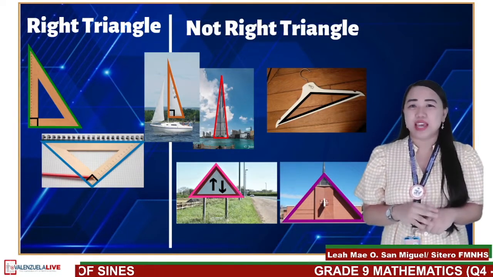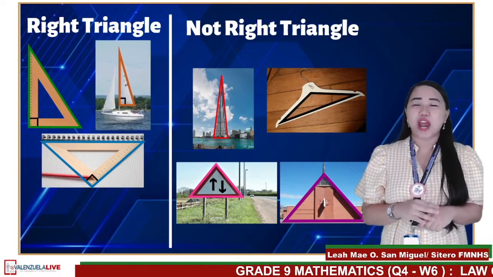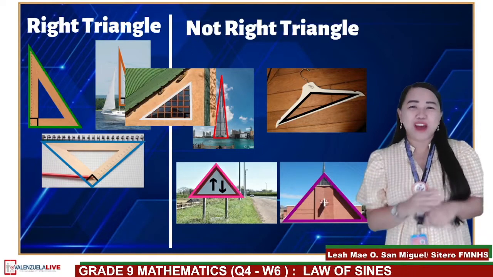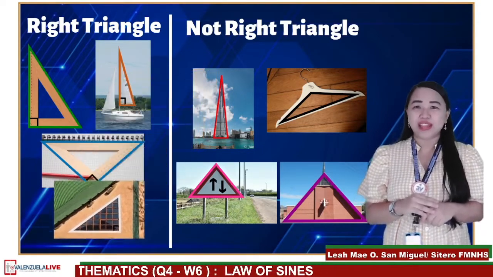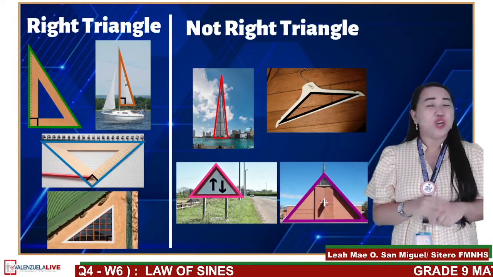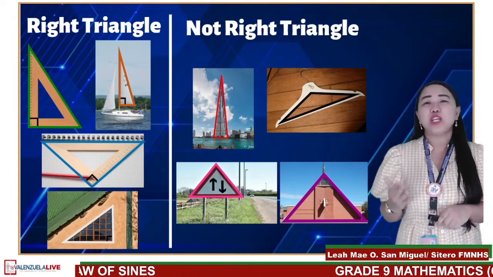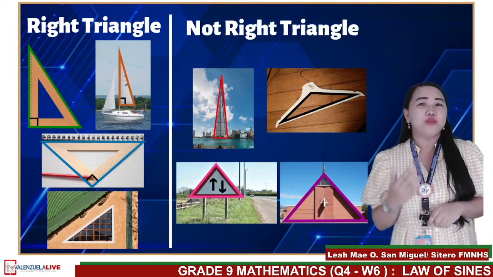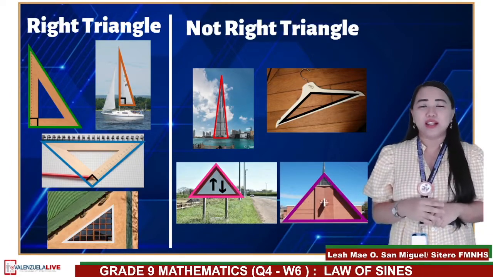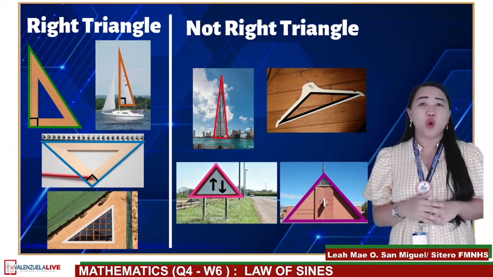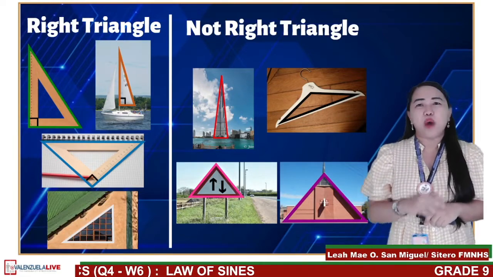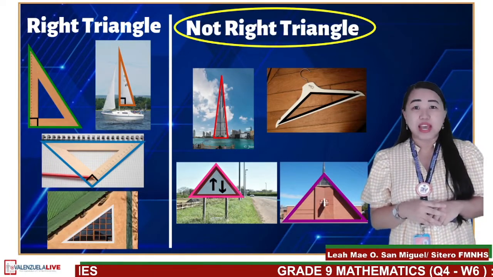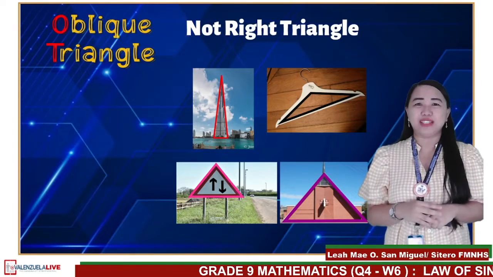Very good. The sail of the sailboat is a right triangle. And last picture. Bravo! This window is a right triangle. You did great, students. It is easy to identify the pictures between right triangle and not right triangle. A right triangle contains a right angle, while a not right triangle has no right angle. But what do you call a triangle that is not a right triangle? It is called oblique triangle.